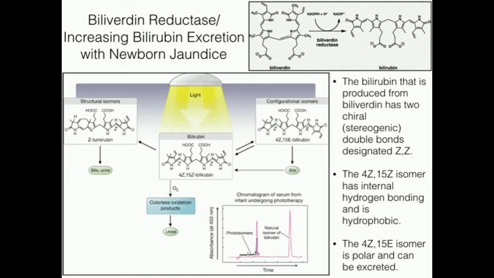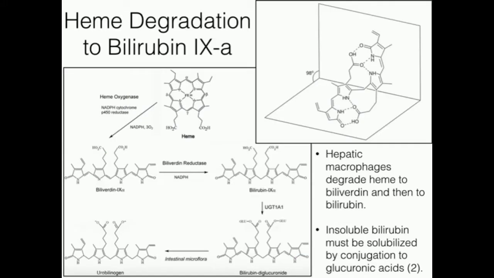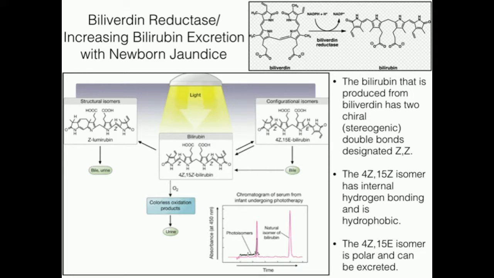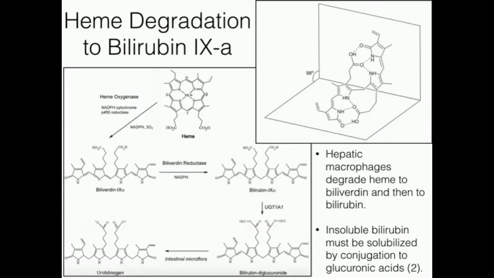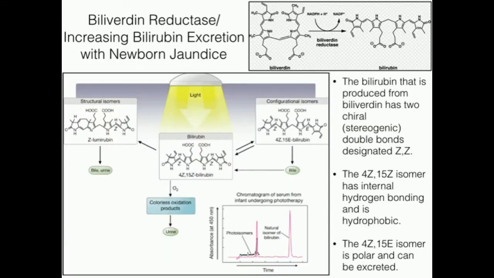Now, one thing that's important to understand here is the ZZ isomer, which is this one right here, has the potential for internal hydrogen bonding. Okay? Once that photoisomerization occurs into the ZE isomer, that internal hydrogen bonding does not occur. And so those hydrogen bond donors can now interact with the watery medium around it and makes it soluble so that this can be excreted into the bile.